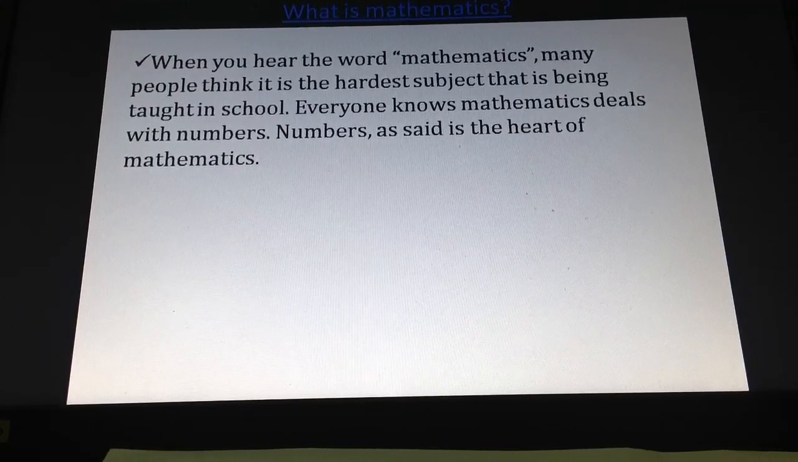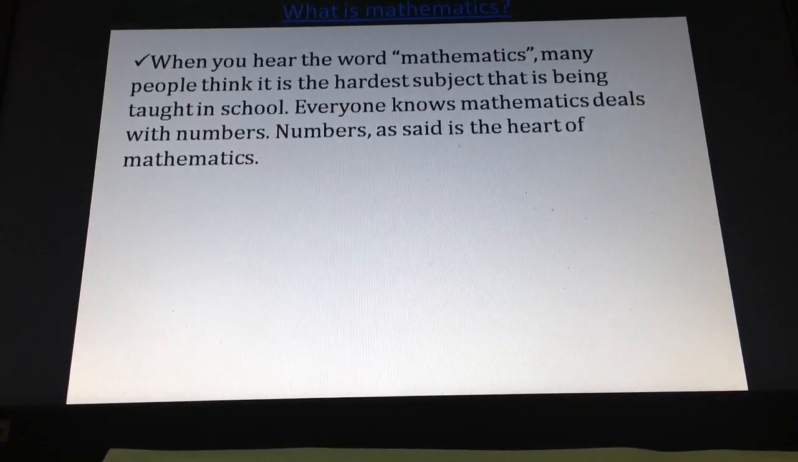What is mathematics? When you hear the word mathematics, many people think it is the hardest subject that is being taught in school. So, halos lahat kapag narinig ang mathematics, iniisip agad nila mahirap na subject. So, lahat naman tayo, alam natin na math deals with numbers. So, based from research, numbers, as said, is the heart of mathematics. So, kung walang numbers, walang math. Kaya nga tayo ay kapag sinabing numbers, nakakonekta agad siya sa mathematics.